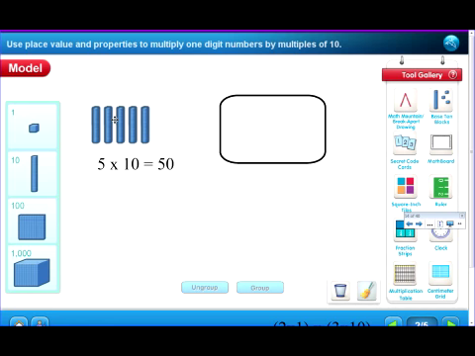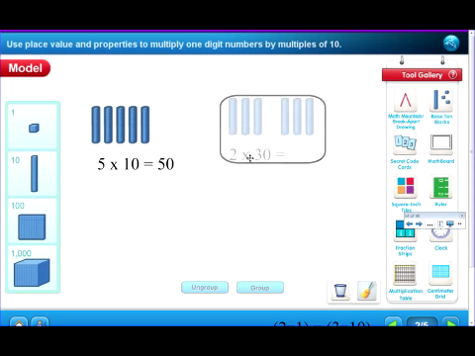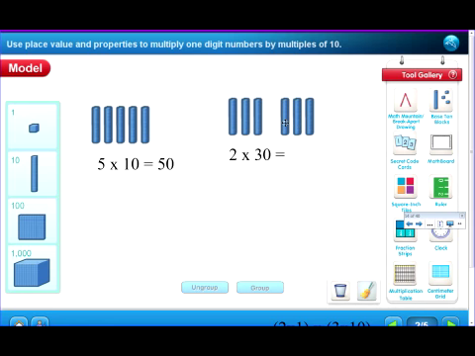Now I want to emphasize that when we multiply with multiples of 10, we can use place value to rewrite the factors. Then we can use the associative and commutative properties to rearrange the factors. And I'm going to show you that right now. Now, I don't know what 2 times 30 is, but I've separated it so there's 10, 20, 30 in each section. So 2 30s is what I want to find. Now when I rearrange these factors, we can multiply the base fact by 10.